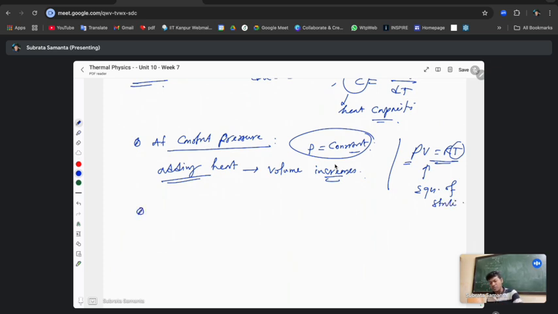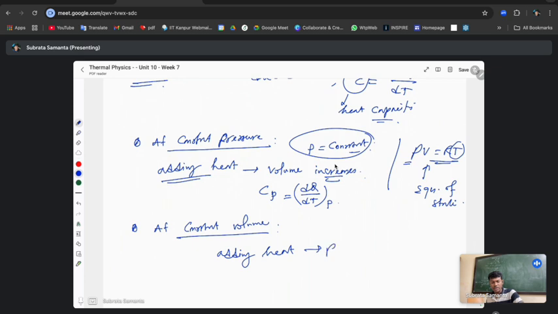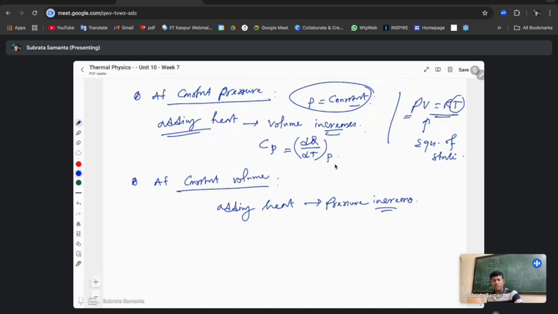Now this is denoted as Cp. Okay, so this is basically dQ over dT at constant pressure. So now at constant volume, adding heat basically means your pressure increases. So again the equation of state is PV equals RT. Okay, so this is basically Cv, which is dQ over dT at constant volume.